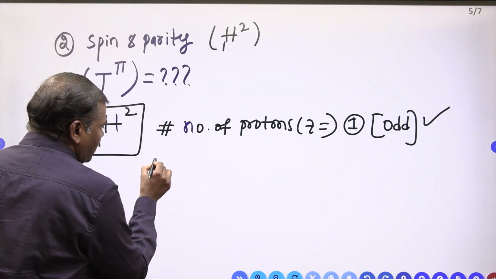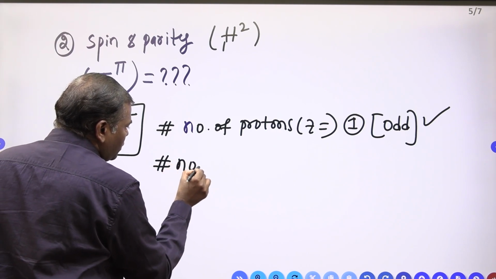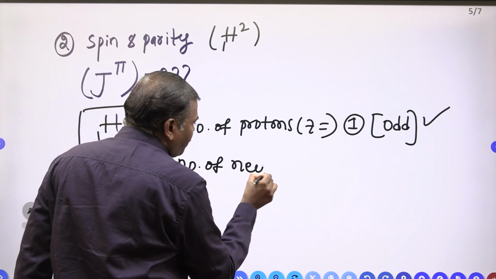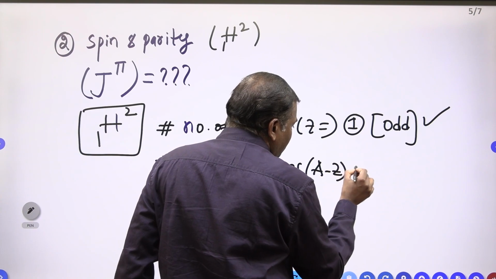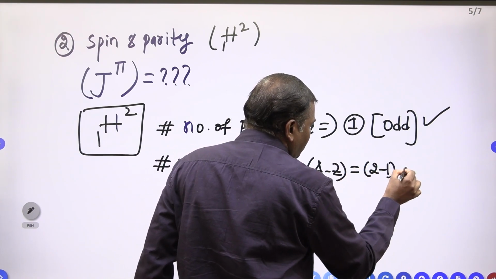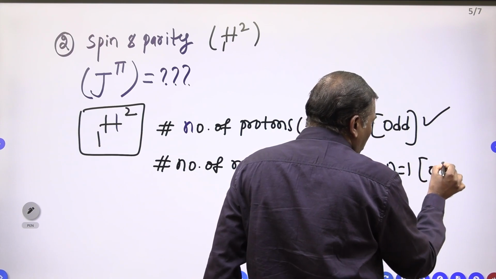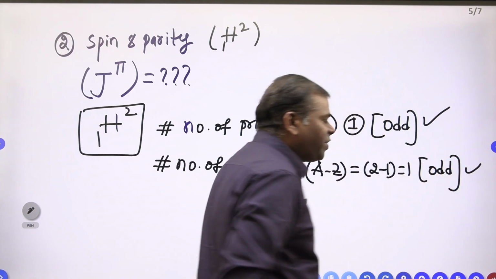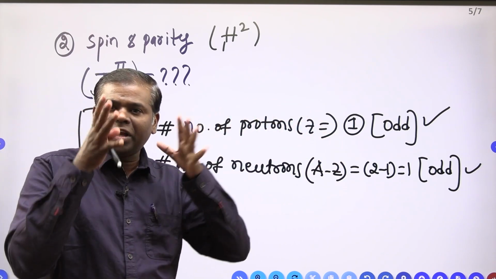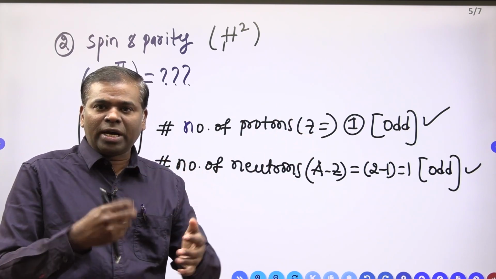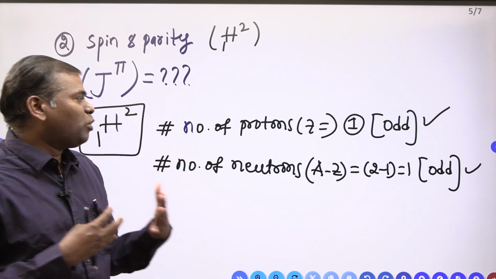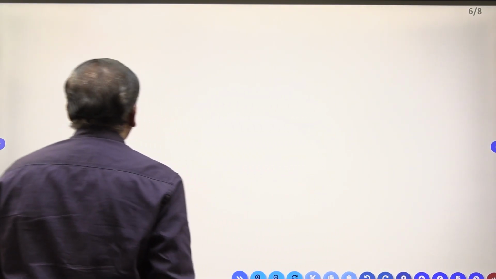Proton configuration we have to write. Next, number of neutrons. What is the formula? A minus Z is equal to 2 minus 1, which is equal to 1. One is also an odd number. We have to write both. If any is even, we diminish it. Both are odd, so we have to consider both. First we write the proton configuration.